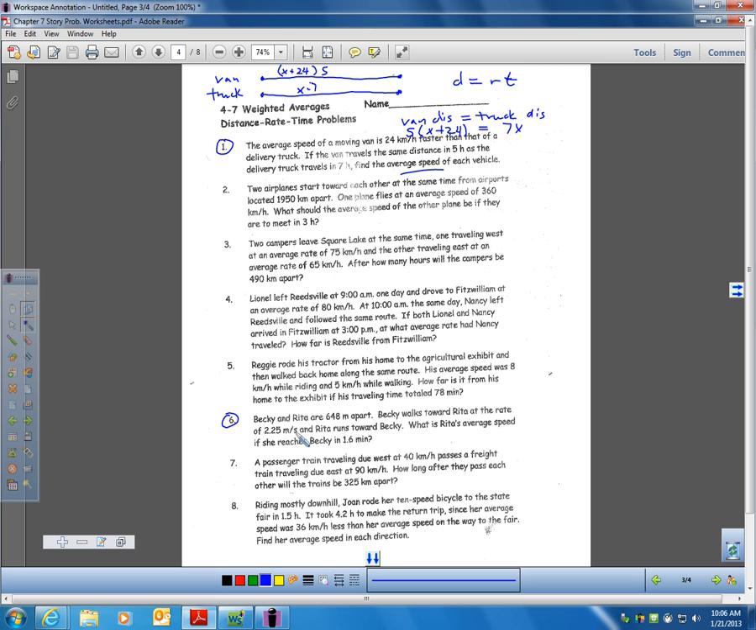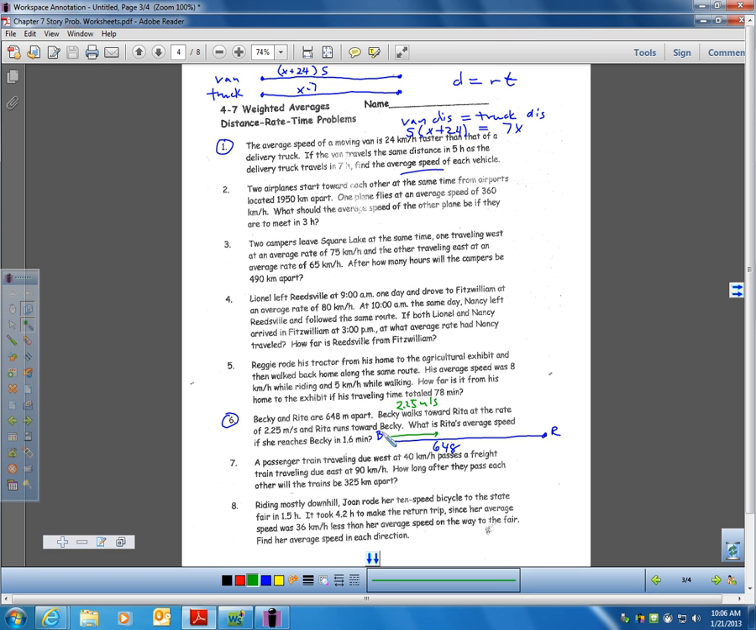Okay? Becky and Rita are 648 meters apart. So here's a picture. Here's Becky and here's Rita, and they're 648 meters apart. Becky walks toward Rita at the rate of 2.25 meters per second. So here's Becky, and she's walking toward Rita, and we know her rate. I'll write it up here. It's 2.25 meters per second.